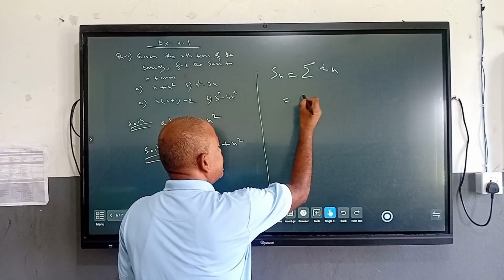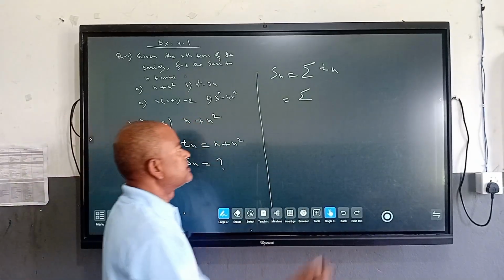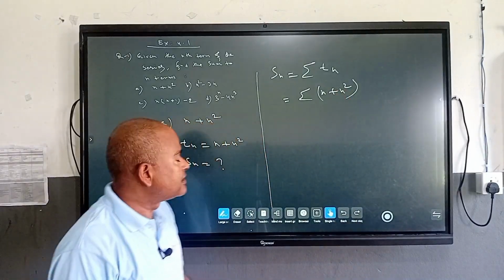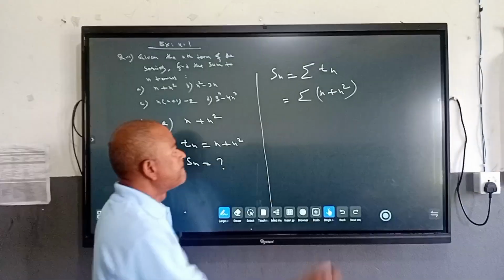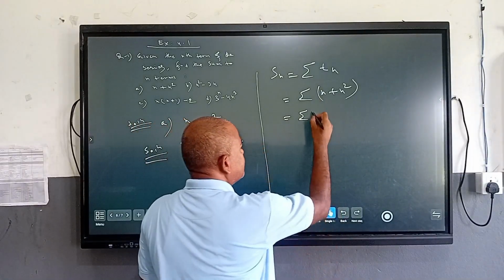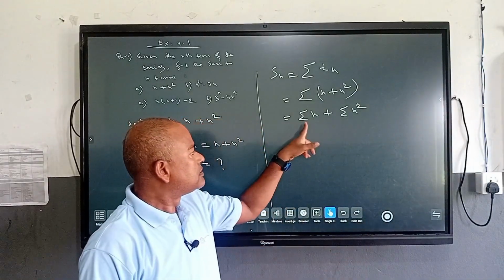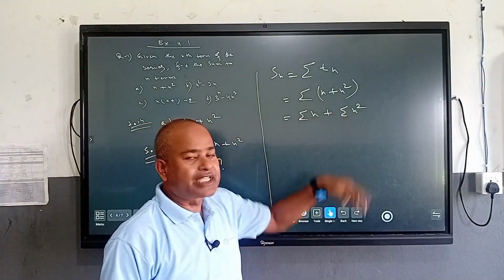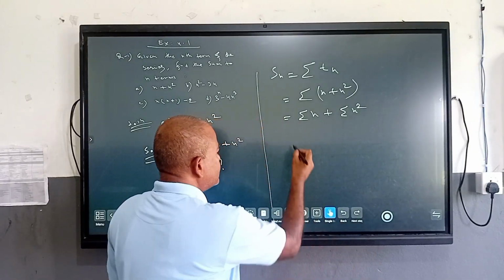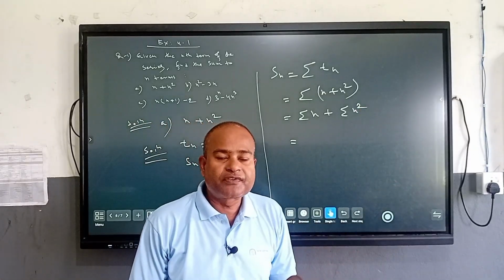So dear students, summation Tn means summation of n plus n square, the general term of the given series. This we can break down into the sum of two series: summation n plus summation n square. Dear students, summation n, already we have discussed in the first formula.